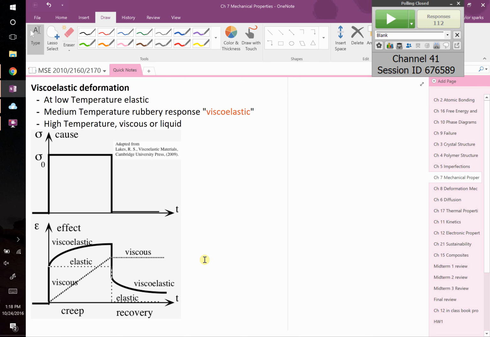Did I see another hand somewhere? Yeah, Eric? I was wondering, with the chain length, does a rubber that has longer chains, is that typically more stretchy?